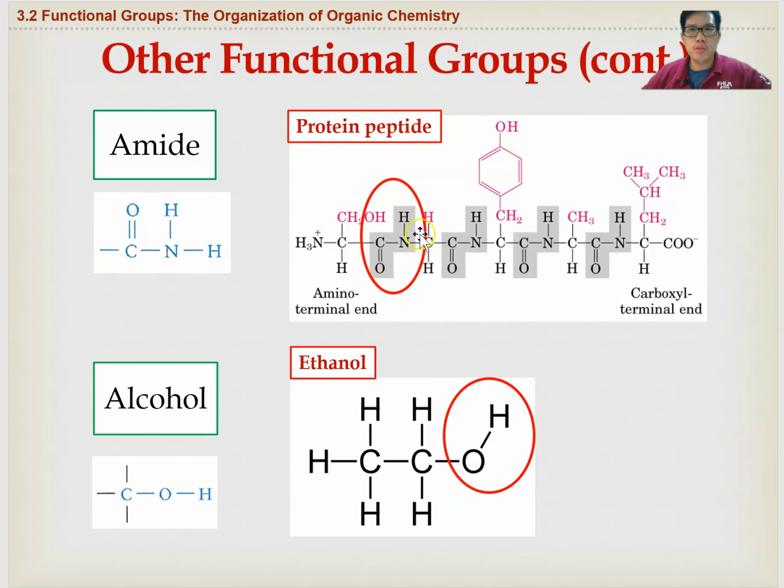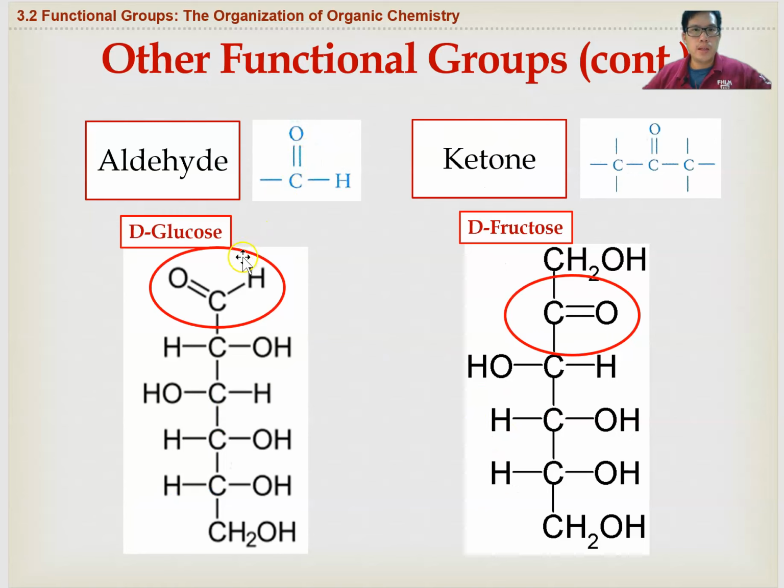This one is an organic compound because you can see the backbone is carbons. Alcohol, ethanol, the one we use very frequently for sanitization, you can see there's an OH group over here. Then you can see the aldehyde. Aldehydes and ketones are very common in carbohydrates. You can see glucose over here, which is an aldehyde. Fructose is also a very common sweetener, very sweet compared to glucose, and you can see a carbonyl group over here.